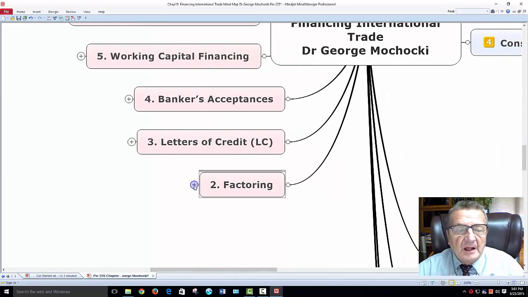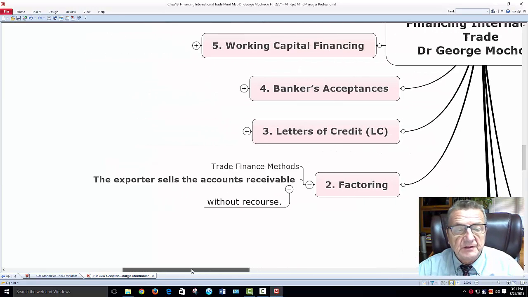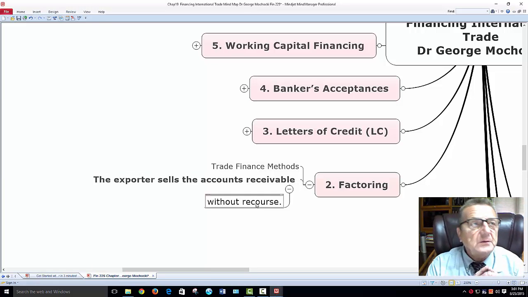Got to keep on moving. Now, if I'm looking at factoring, factoring has two things: trade finance methods. The exporter sells accounts receivable without recourse. When you're buying my accounts receivable, they say no recourse. I'm not taking a discount, and they may. Usually we factor in some kind of discount because I need the cash because I have a cash flow problem.